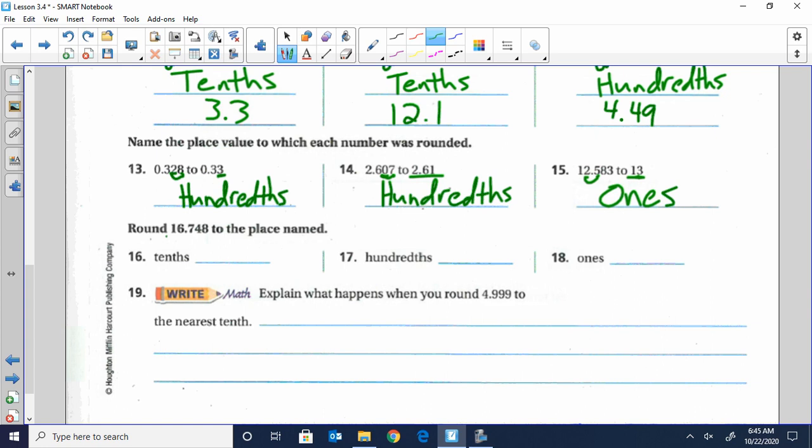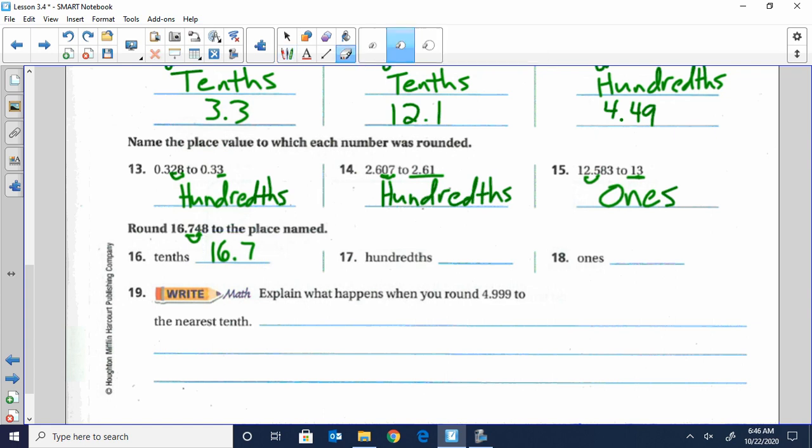All we're doing is taking the same number, 16 and 748 thousandths, and rounding it to 3 different place values. So we will round it to the tenths, then the hundredths, and then the ones. So if we round this to the tenths, that would be the 7. The 7 looks to the 4, and the 4 tells the 7 to stay the same. So if we rounded this to the tenths, it would be 16 and 7/10.